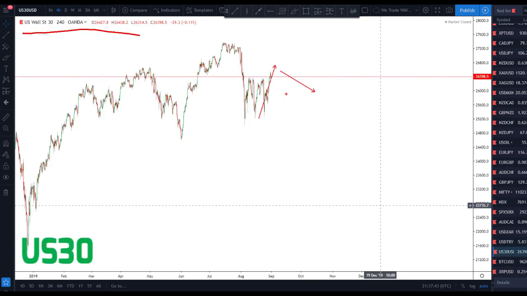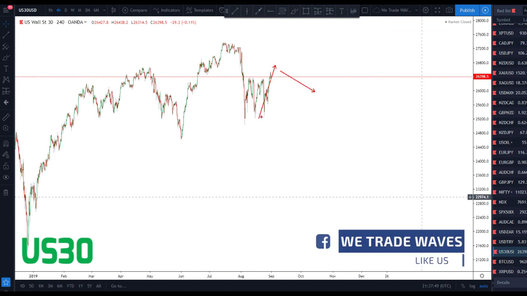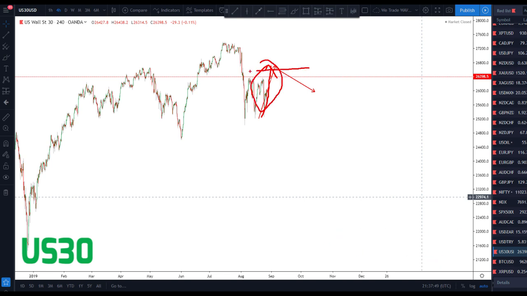US 30, wait for this corrective structure. If we get a corrective structure here, we'll go for one more move up. If you are in this buy, we forecasted this buy setup. If you are in this buy guys, take profits. If you are not in, leave it for now.